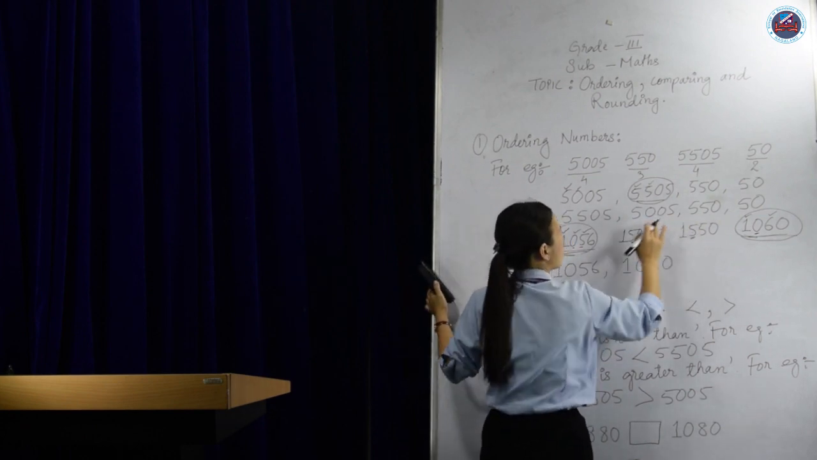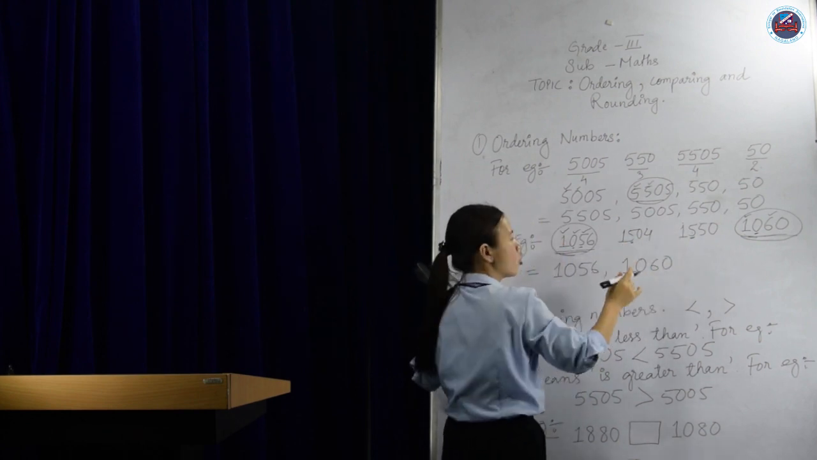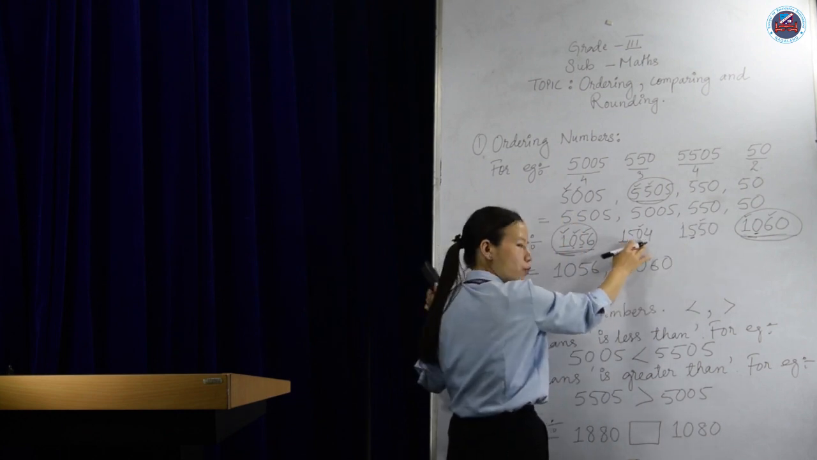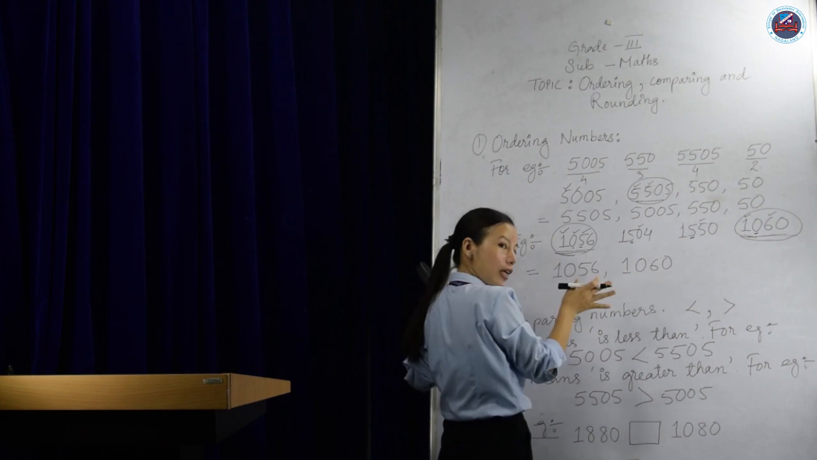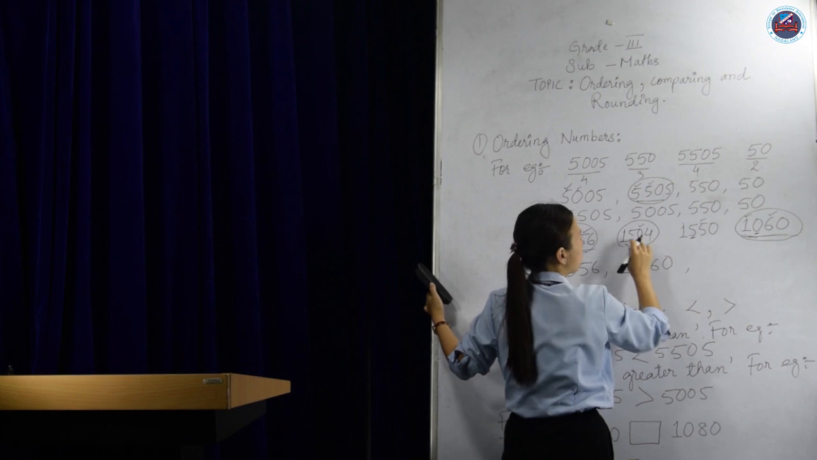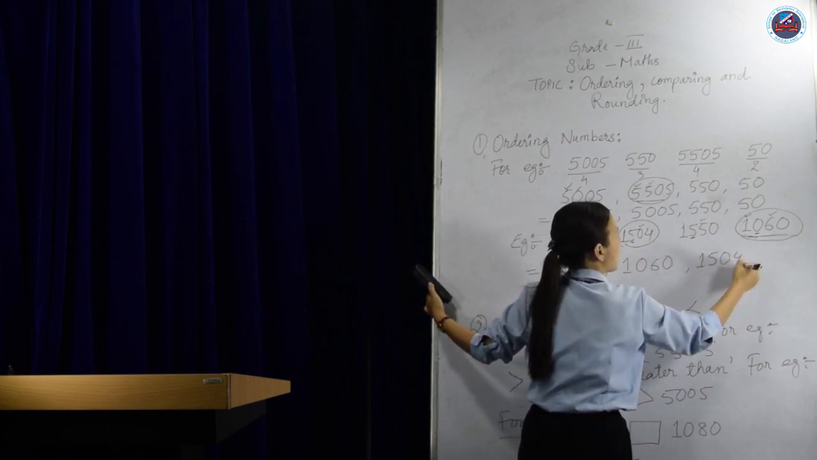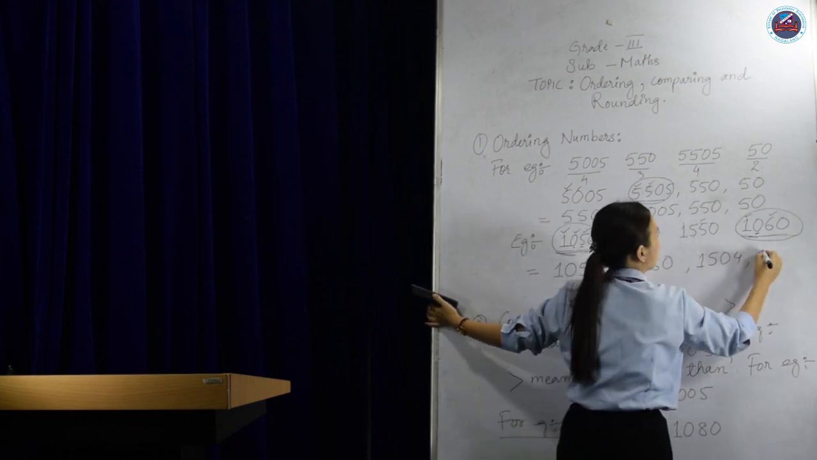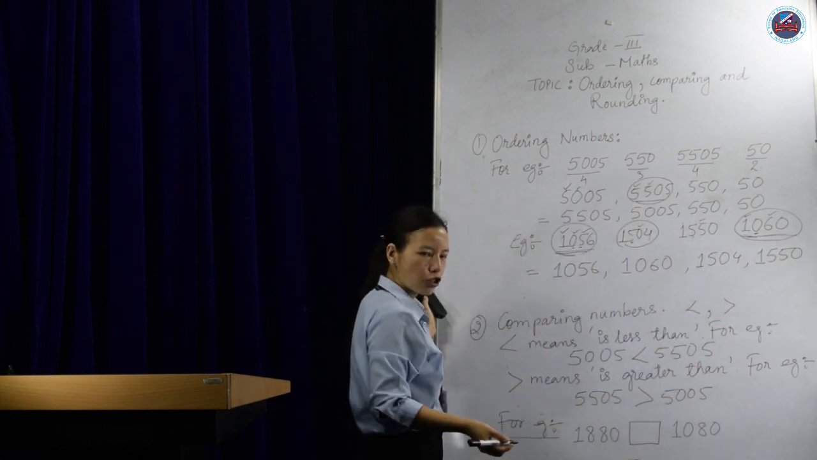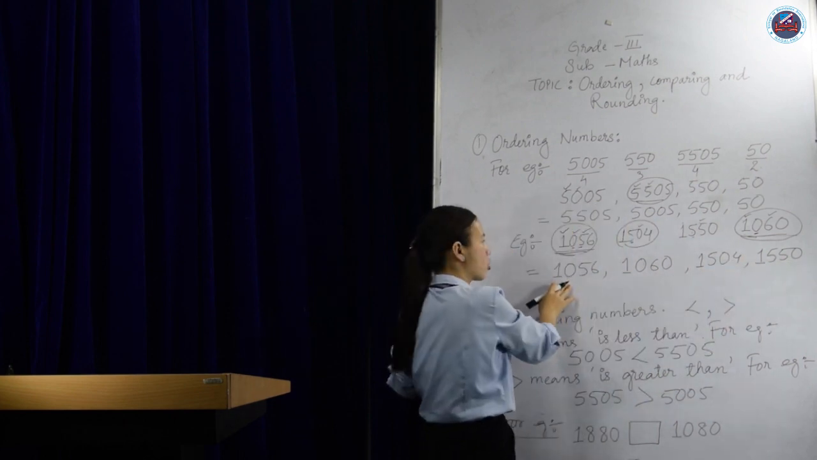Now here, we know that the first digit and the second digit are the same. So we'll go to the third digit. The third digit in this number is 0, and here it is 5. That means we know that 0 is less than 5. So we'll go with this number. That is, your third number will be 1504, and then comes last this number, that is 1550.